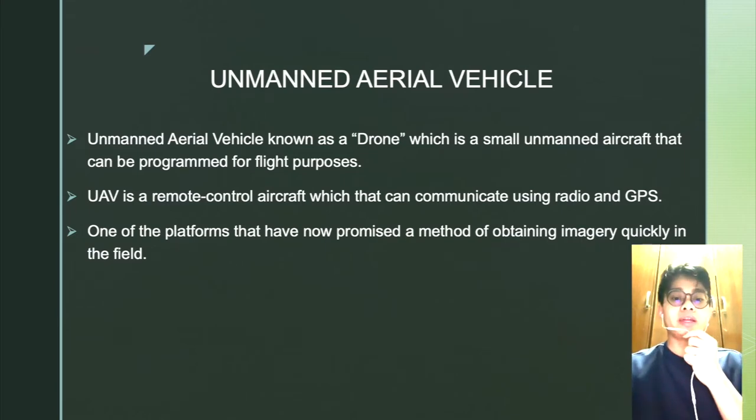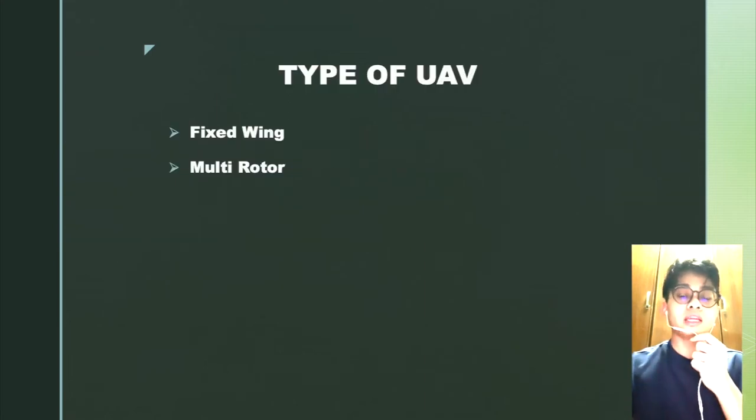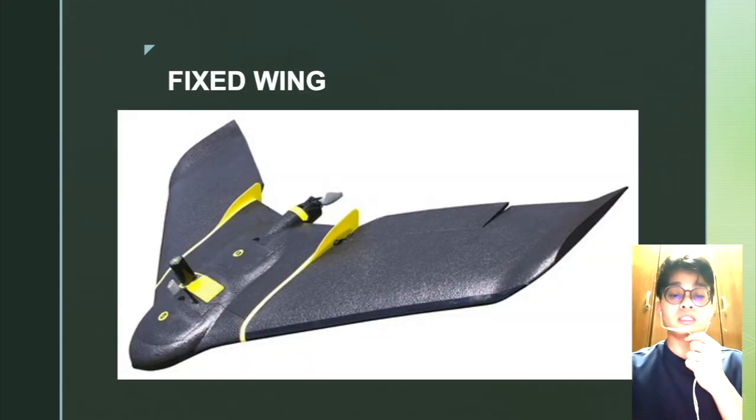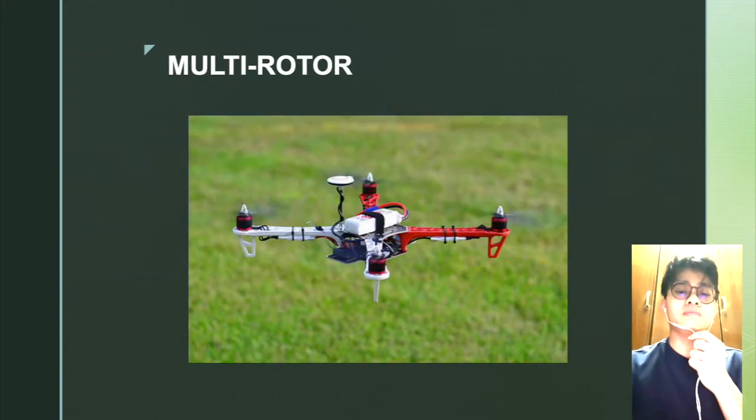I want to explain about the unmanned aerial vehicle. What is an unmanned aerial vehicle? An unmanned aerial vehicle, known as a drone, is a small unmanned aircraft that can be programmed for flight purposes. A UAV is a remote control aircraft which can communicate using radio and GPS. Also, UAV is one of the platforms that now promises a method of obtaining imagery quickly in the field. There are two types of UAV in Malaysia. First is fixed wing, and second is multi rotor. This is a fixed wing, and this is a multi rotor.